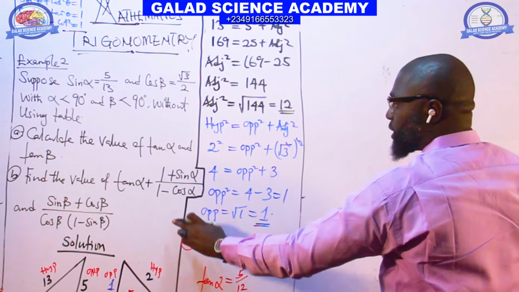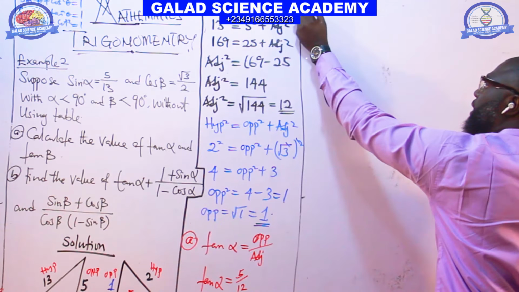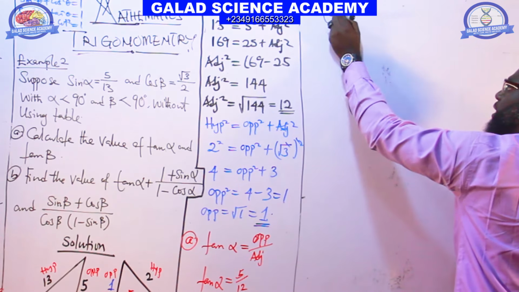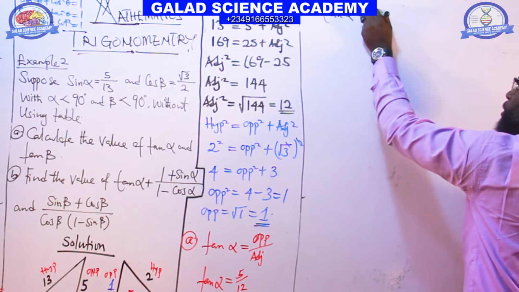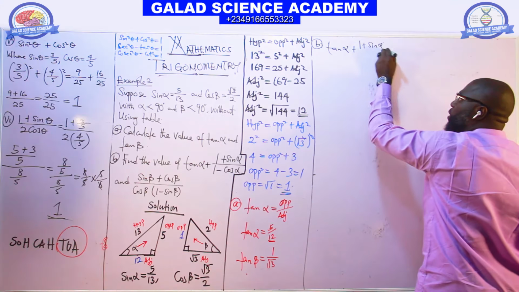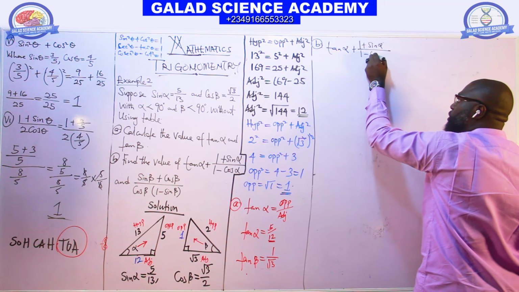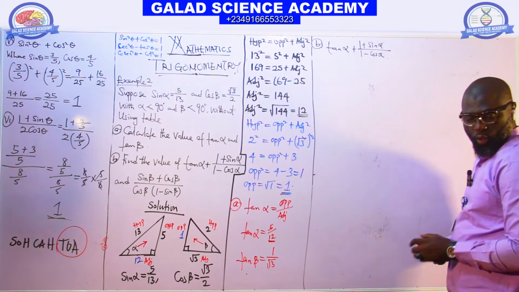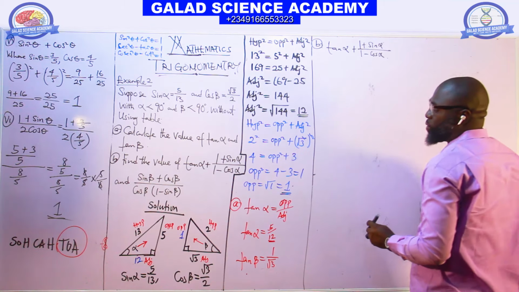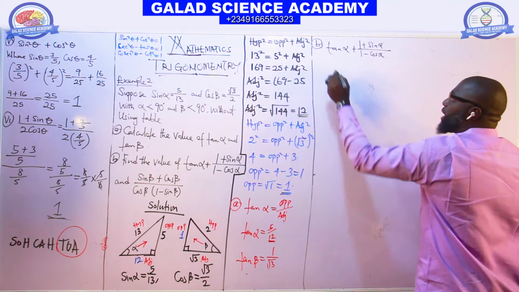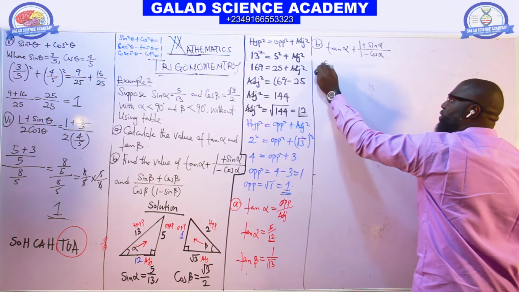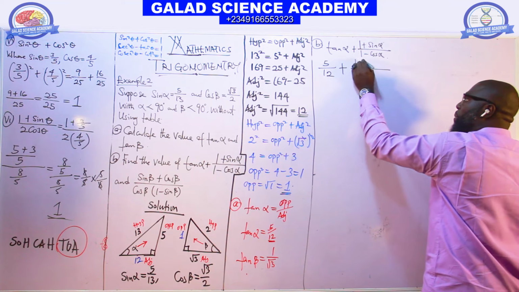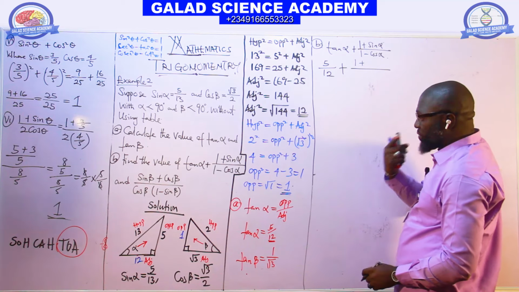Well, let's solve the second question, B. We are asked to evaluate tan alpha plus 1 plus sin alpha over 1 minus cos alpha. Good. So at this level, we have solved for our alpha. So tan alpha here is 5 over 12. Good. Plus 1 plus what is sin alpha?